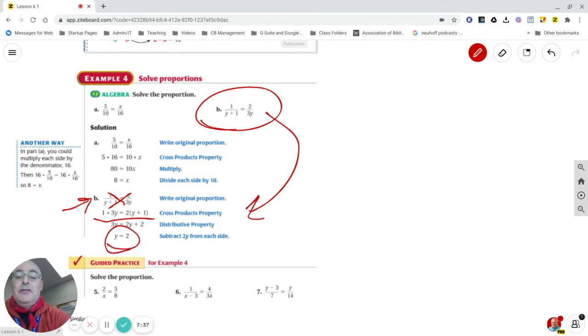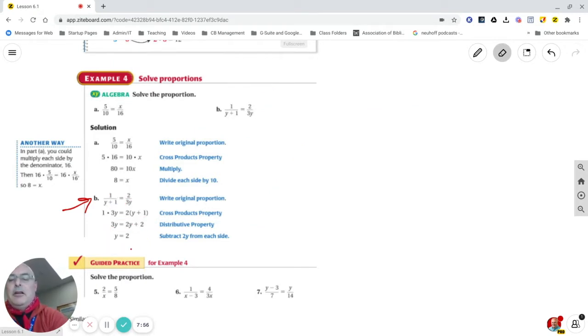The way we can test it is y is 2. I have 1 over 3 on the left side, and I have 2 over 6 on the right side. Well, I know 2 over 6 is the same as 1 over 3, so I can test my value of y to make sure that I've done my math correctly.